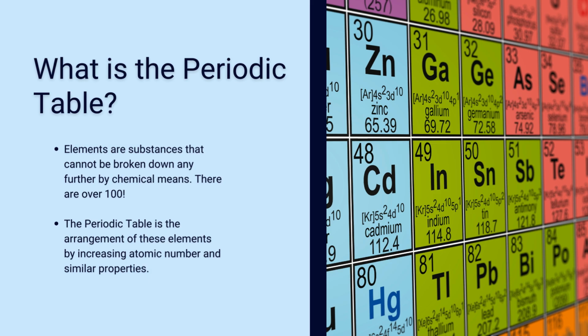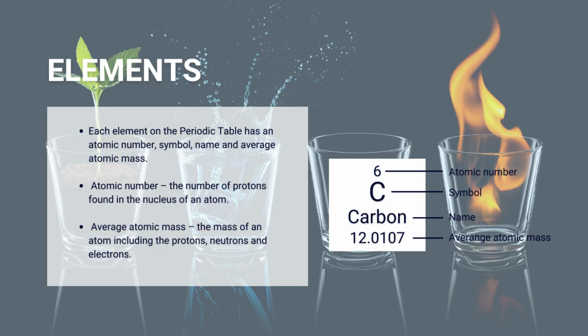The periodic table is organized in a way that elements with similar properties are placed together in the same group. This provides a convenient way of understanding the chemical behavior of an element and predicting how it will react with other elements. The periodic table is an essential tool for scientists and researchers, allowing them to explore the properties and potential applications of different elements. Each element on the periodic table has an atomic number, a symbol, a name, and an average atomic mass.